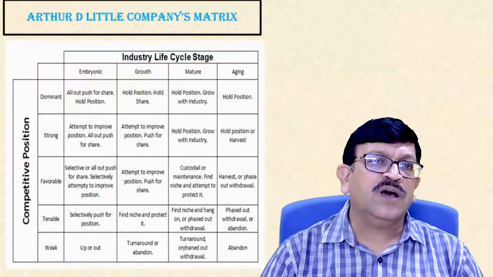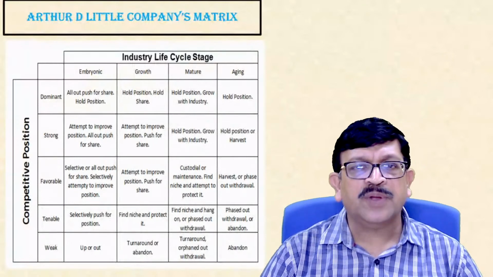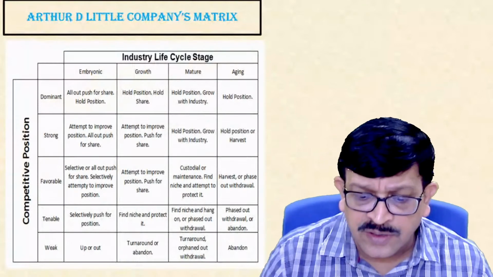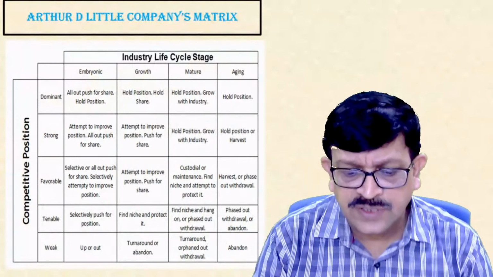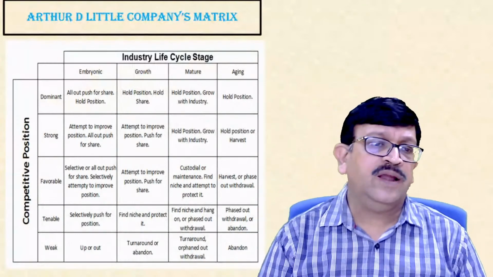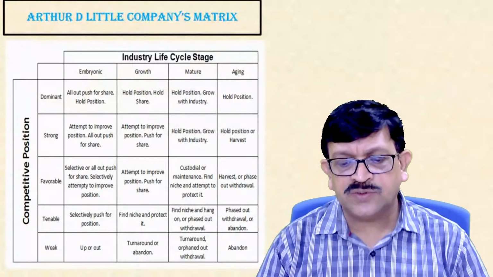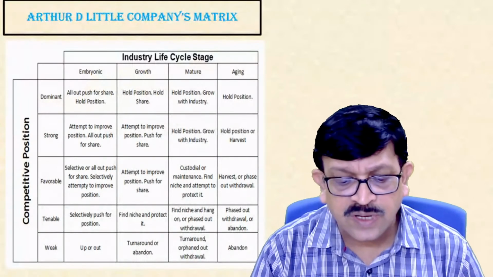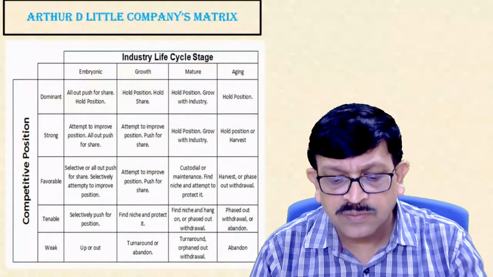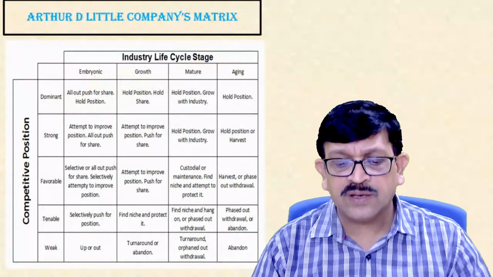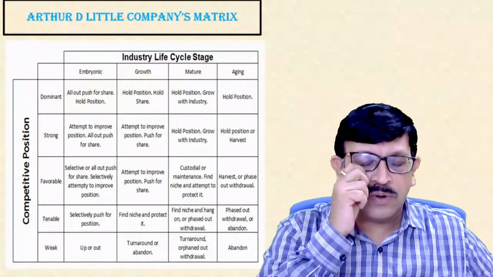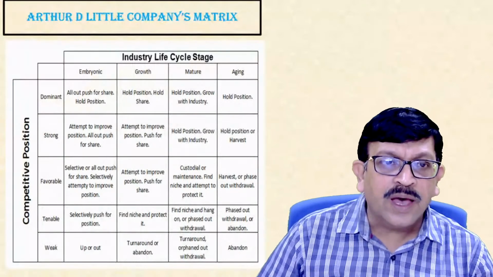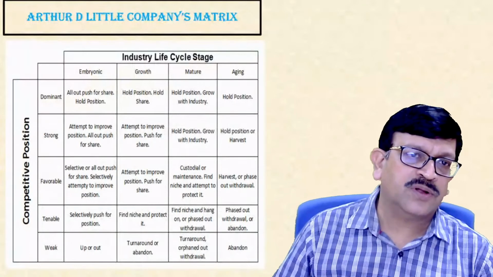Next, we move into the Arthur D. Little company's matrix, which is called the ADL matrix. As you can see here, in this matrix, again, it has a very strong relationship with the various stages of the product life cycle and how it is being mapped to the business strength of the organization. On the vertical, you will find that the businesses are classified in terms of their ability to get results as weak, tenable, favorable, strong, or dominant, across various stages of the product life cycle.